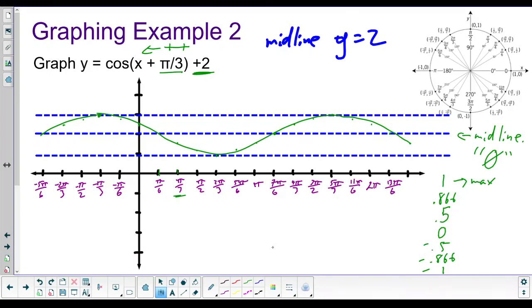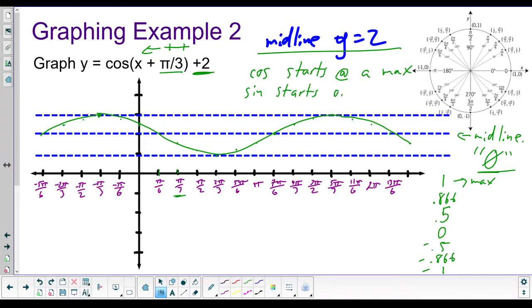And there you go. That's graphing sines and cosines. So I recommend start by looking for your midline. That will tell you where your new 0 is, quote unquote. Cosine starts at a max. Sine starts on the midline. Then just remember your H has the sign reversed.